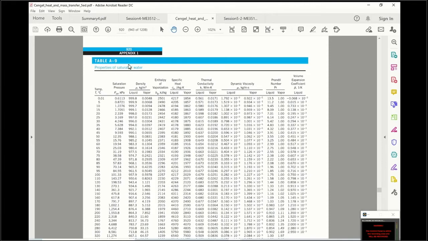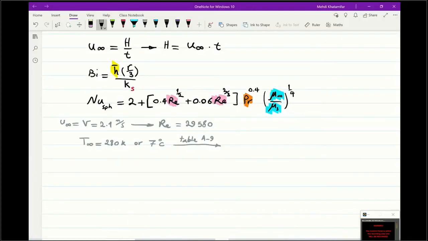So for 7 degrees, it is going to be between 5 and 10. I'm going to check the Prandtl number. So Prandtl number is here. Prandtl number is going to be between 9 and 11 because we have 7 degrees. So I need to interpolate. If you do the interpolation, we are going to find Prandtl number of 10.26.